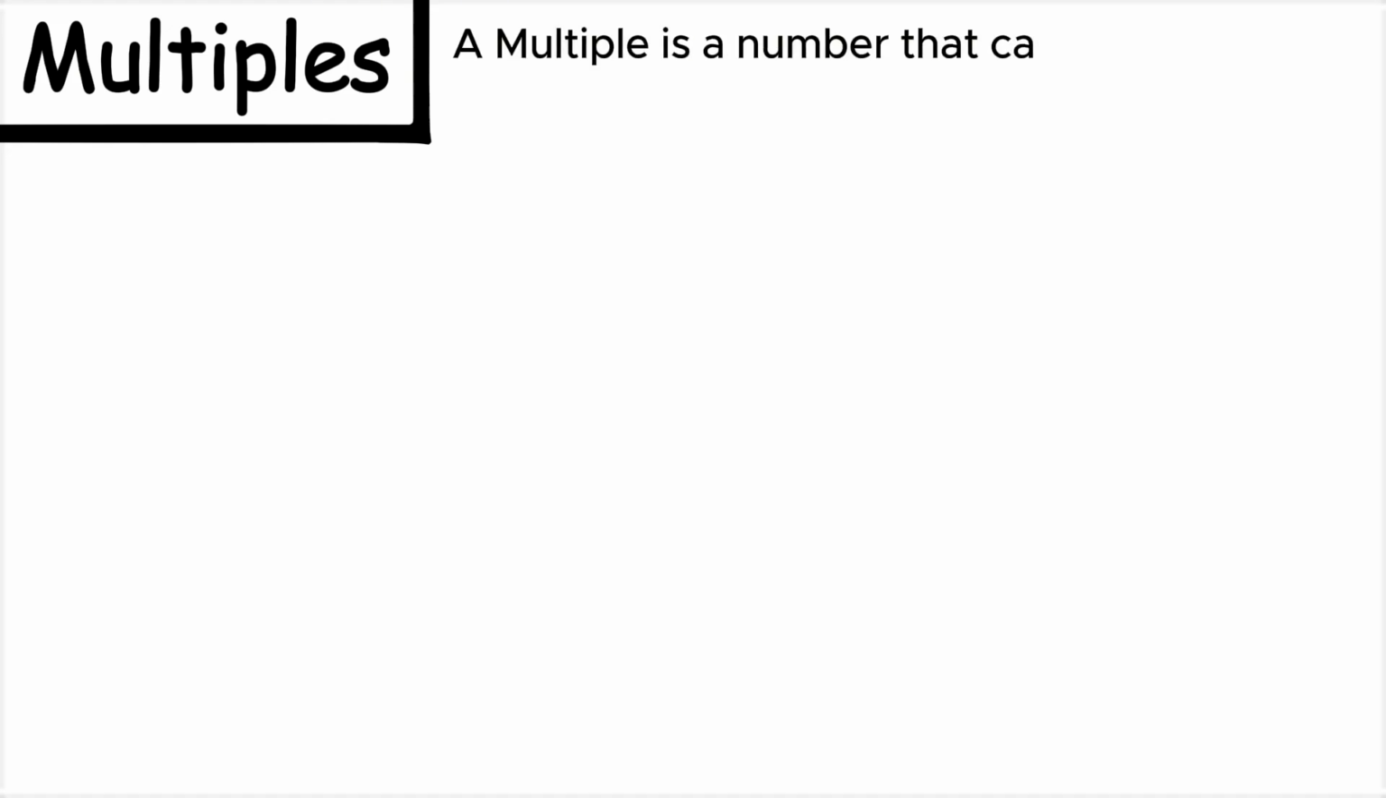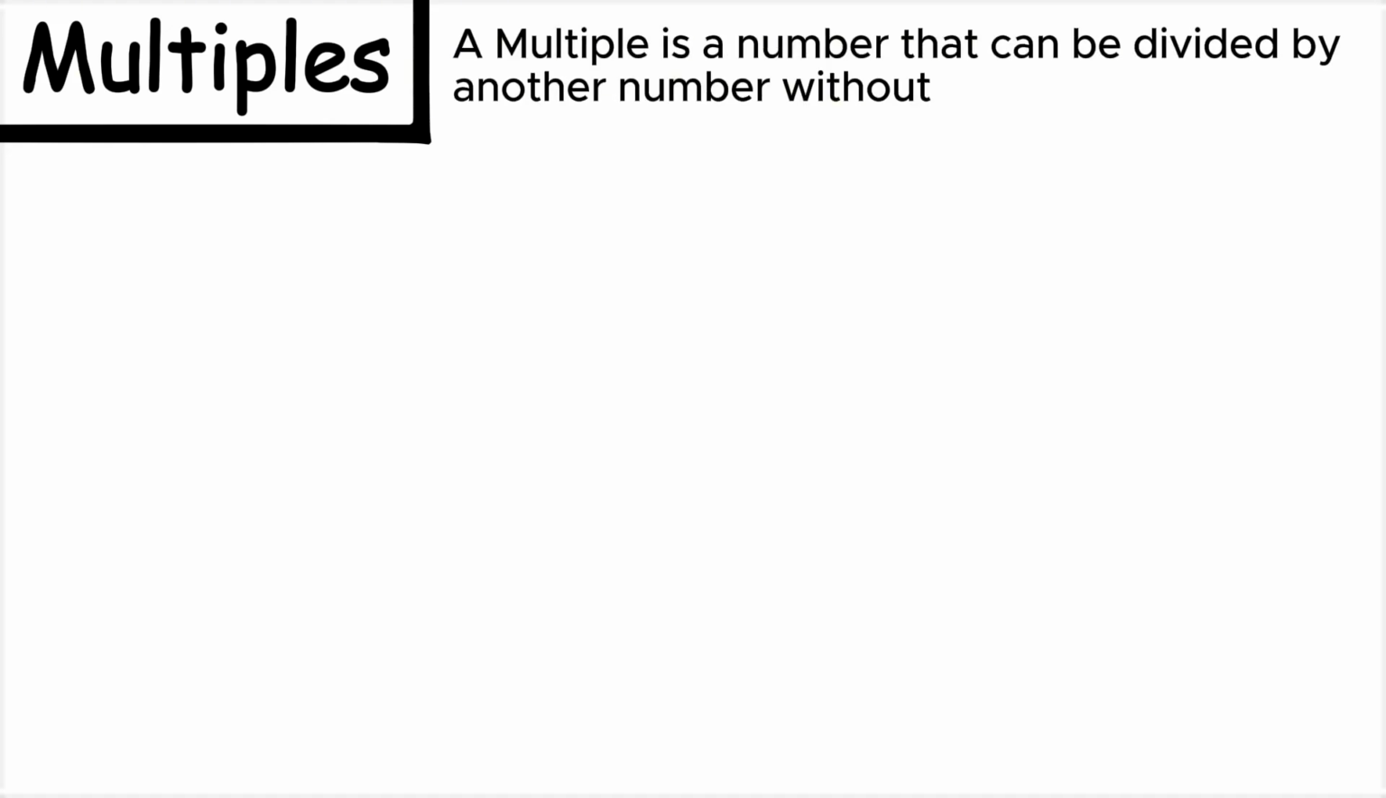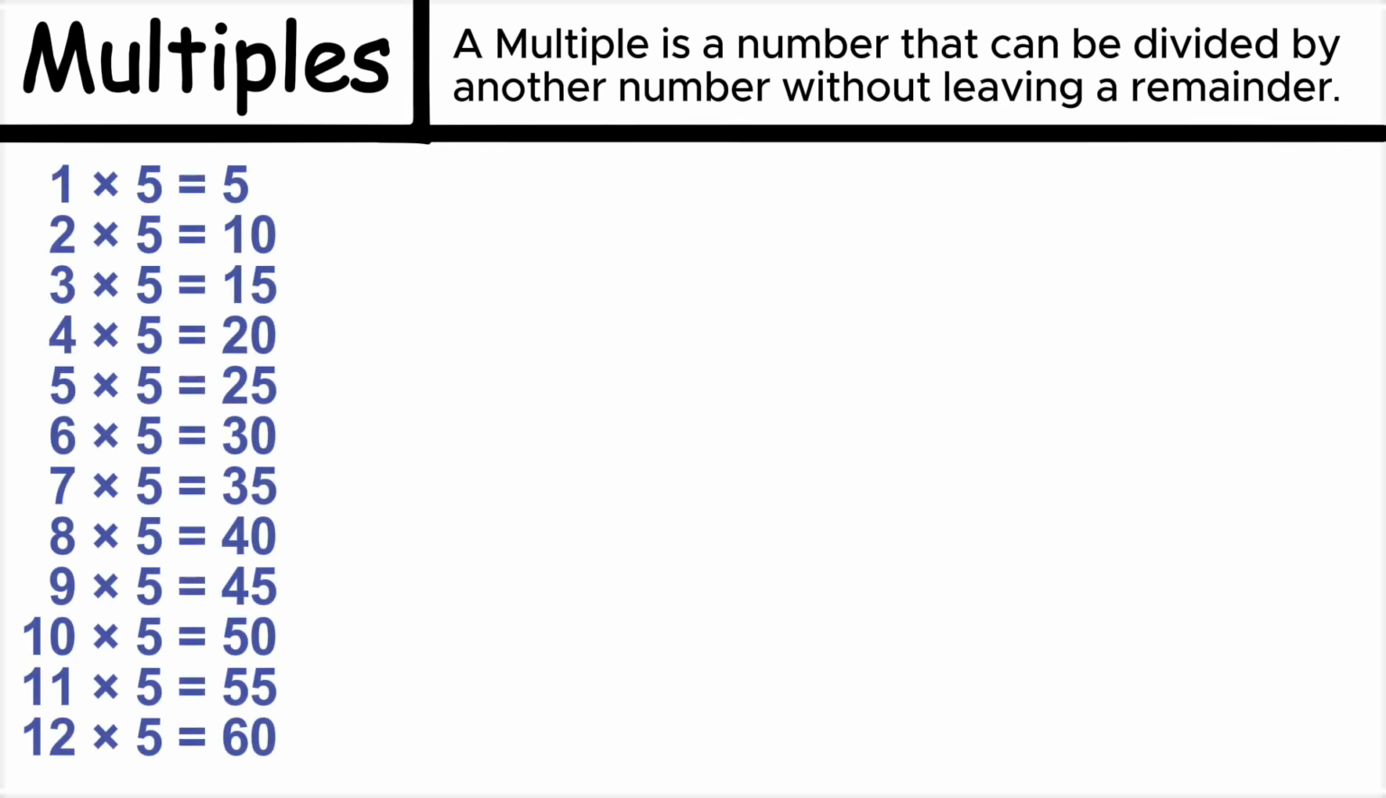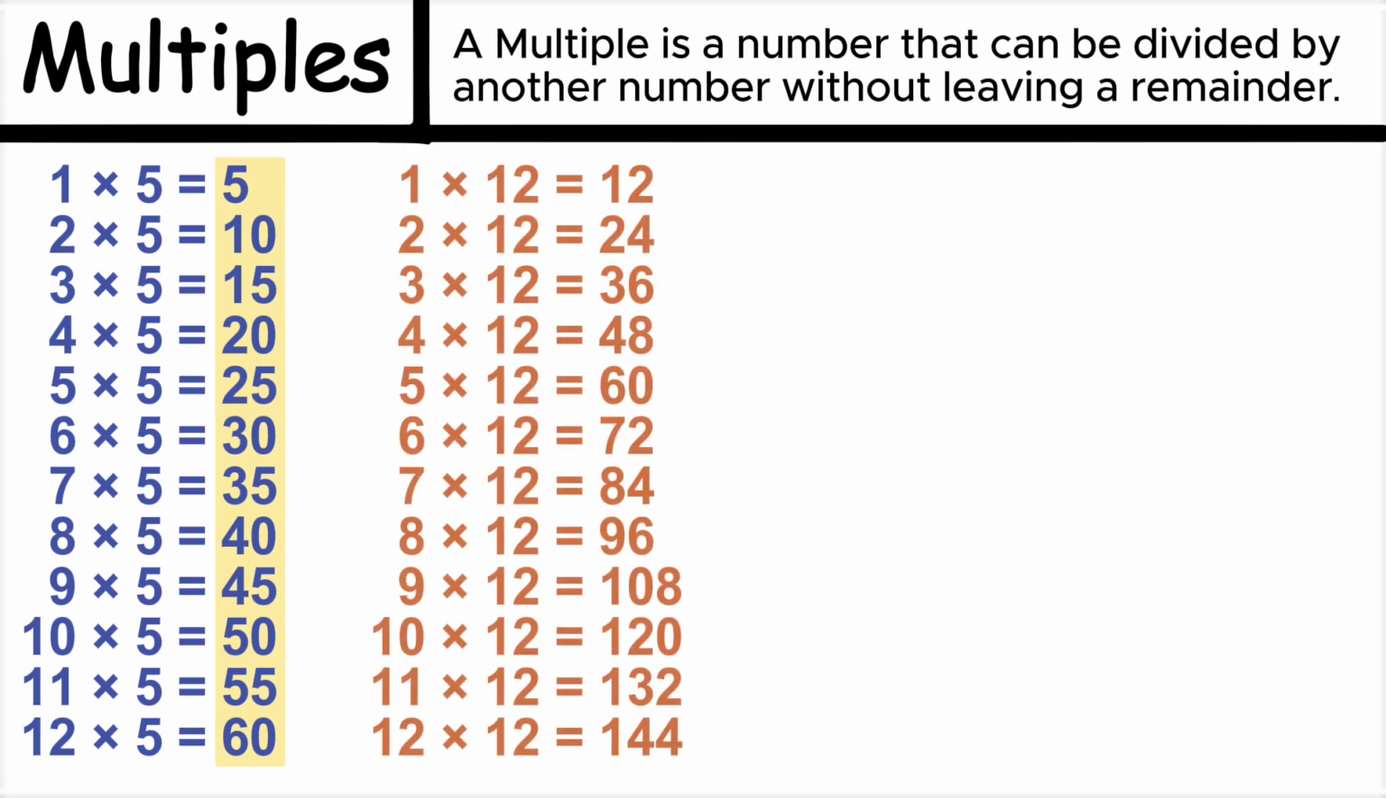A multiple is a number that can be divided by another number without leaving a remainder. Multiples are the values in that number's times table. For example, the multiples of 5 consist of the numbers 5, 10, 15, 20, and so on, because all of these numbers can be divided by 5, and the multiples of 12 consist of the numbers 12, 24, 36, 48, and so on, because all of these numbers can be divided by 12.